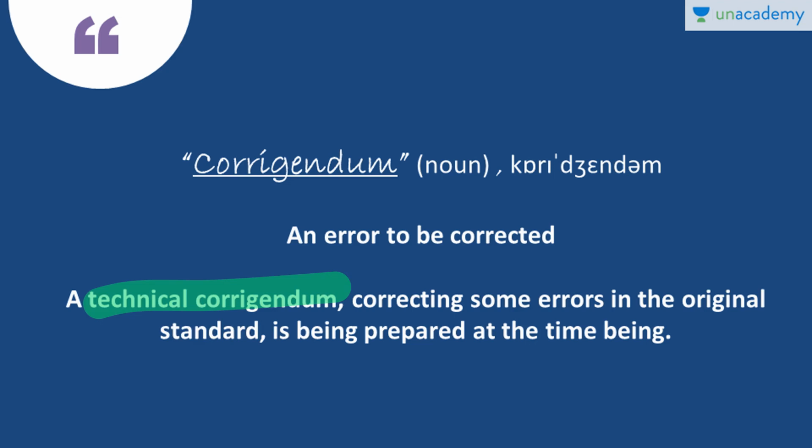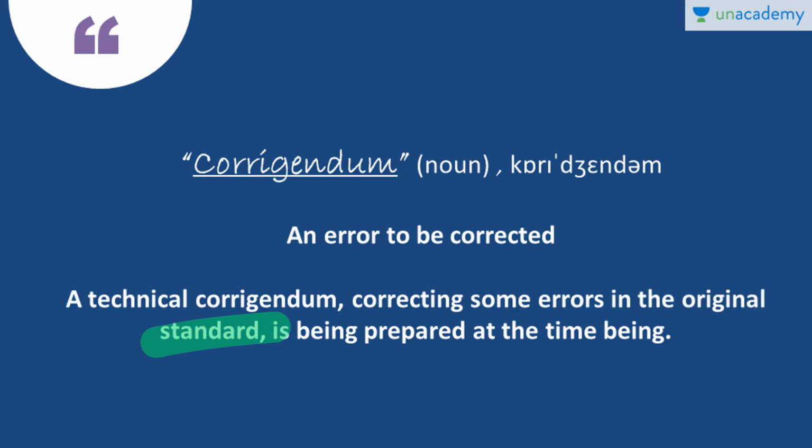That is, all the errors which are present in the original standard are being noted down somewhere. A technical corrigendum is being prepared so that all those errors can actually be corrected. I hope you are getting it. We just went through an original standard of a document and found many errors, and all those errors are supposed to be corrected.